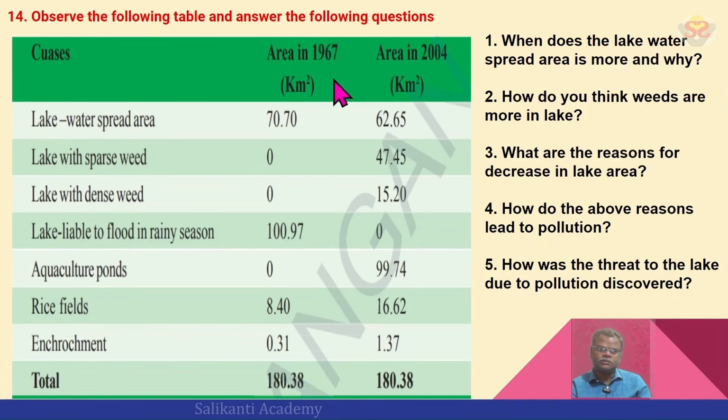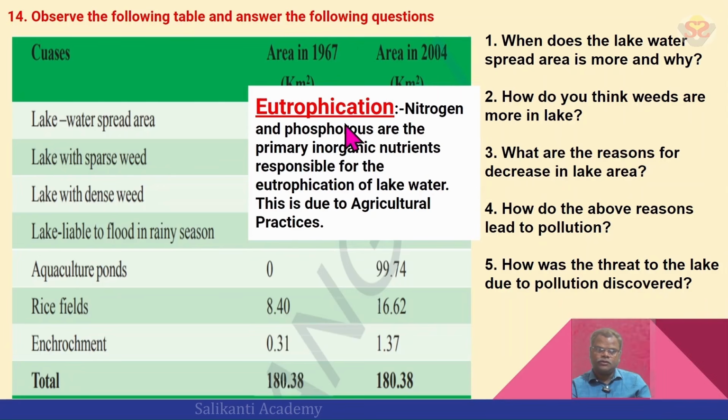This is the table present in the ninth lesson, that is the environment lesson. When is the lake water spread area more and why? In 1967, the lake area is more. How do you think weeds are more in the lake? Eutrophication. Nitrogen and phosphorus are the primary inorganic nutrients responsible for the eutrophication of lake water. This is due to agricultural practices and aqua practices.